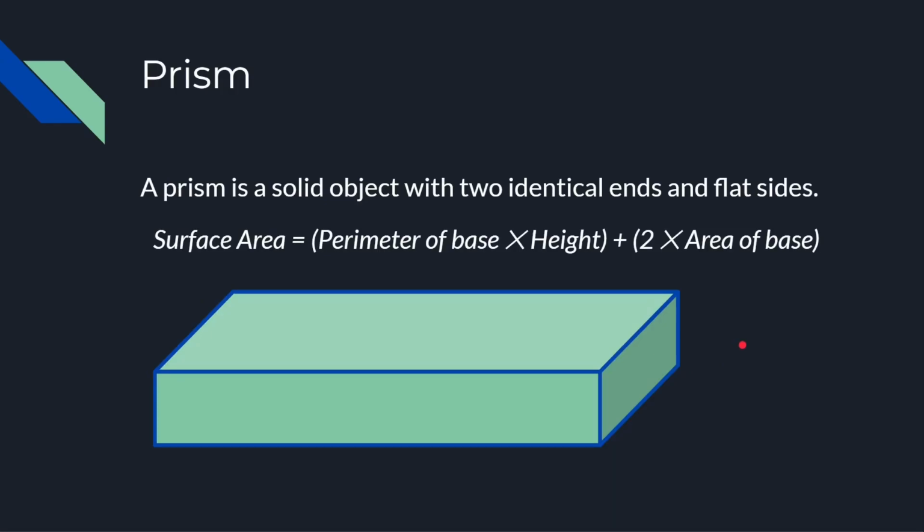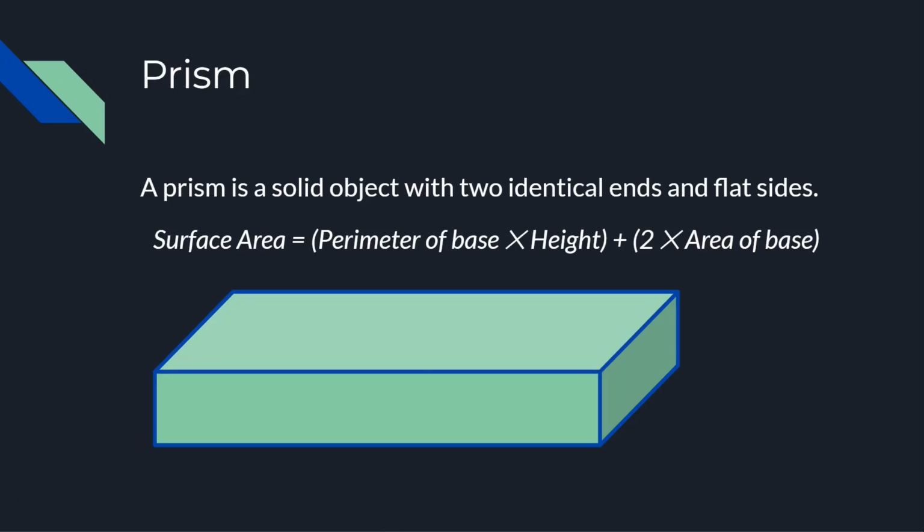The first shape we'll discuss is called a prism. A prism has uniform cross-section along its length. That means if I were to cut anywhere along its length, I would be able to get this exact same base. To calculate its surface area, we look at the area of the sides and the area of the bases.